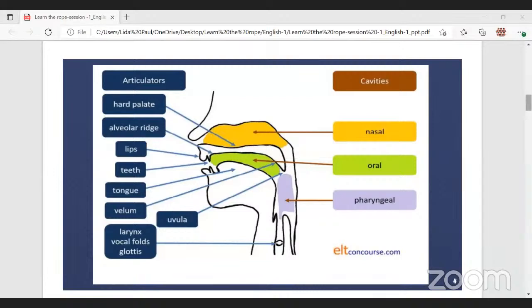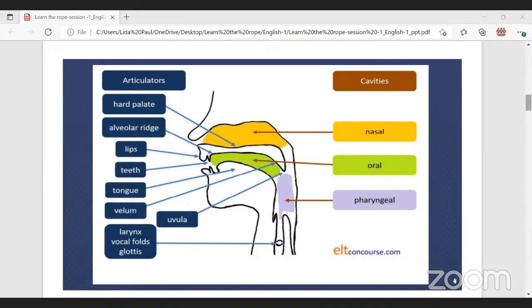We don't have to go into the details of any of this. We're not going to look at the biology of this. We're only going to discuss the ones that would be necessary for us to understand the topics here. So look at this. We have articulators on your left-hand side, and to the right, you find the cavities. You have mainly three of them listed here: the nasal cavity, the oral, and the pharyngeal.